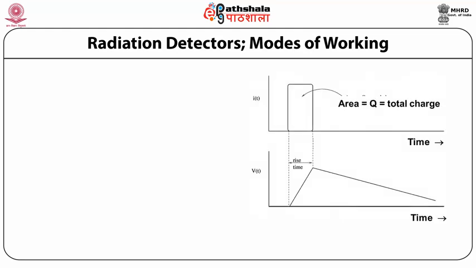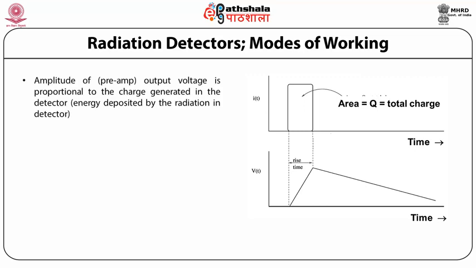Radiation detectors, modes of working. So we continue our discussion about the properties of pulse mode of working of detectors. We are going to study the timing characteristics of pulse mode of working. Now here in this case, in the previous slide we have seen that the output voltage is measured across the load resistance. So here we can say that what we get out of the detector is basically the output of the preamplifier. The amplitude of output voltage is proportional to the charge generated in the detector, that is, the energy deposited by the radiation in the detector.